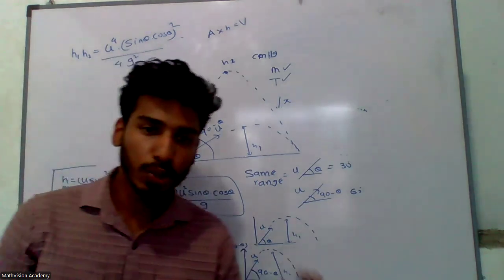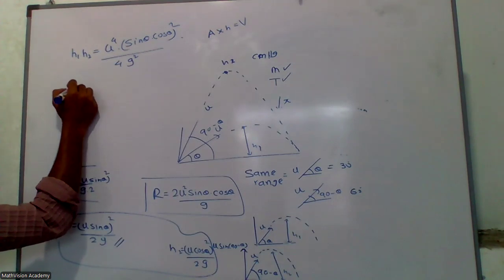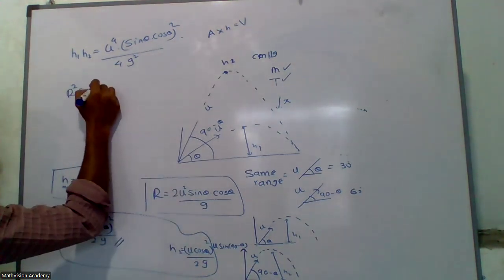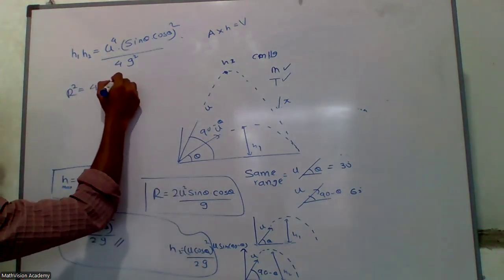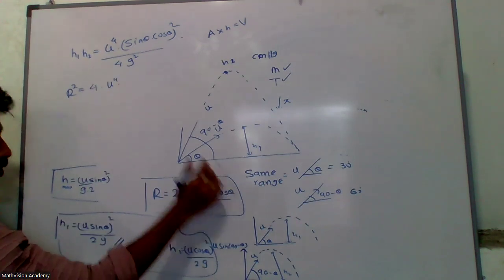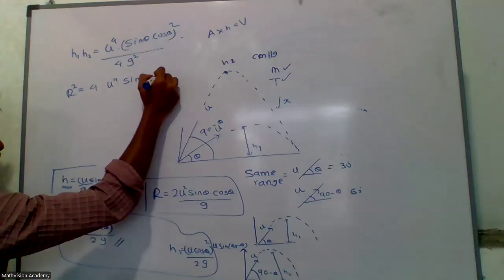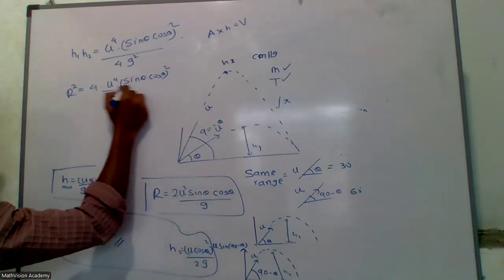So how am I able to do this? If I take the square of R, 2 squared is 4, u squared is u to the power 4, sin theta dot cos theta whole thing squared, and I am having g squared at the bottom.